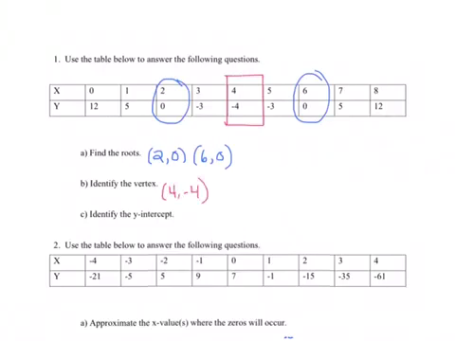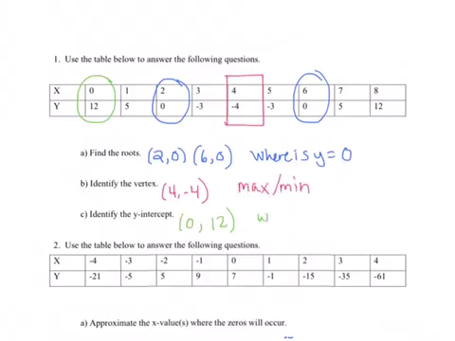And then the y-intercept, this is just an extra point. This is when x is 0. So if I look at x being 0, I can see that the y value is 12. Now that was a pretty easy one. So finding the roots, you're looking for where y is 0, or where it has a sign change if it's not as clear as this one. For the vertex, you're looking for a max or a min. And for the y-intercept, you're looking for the value when x is 0.